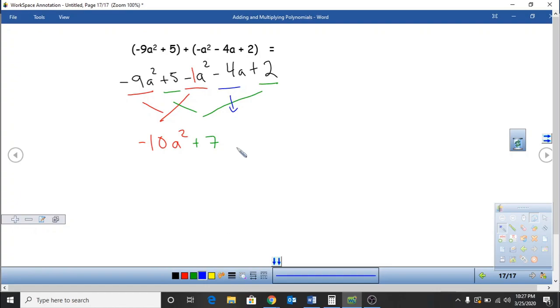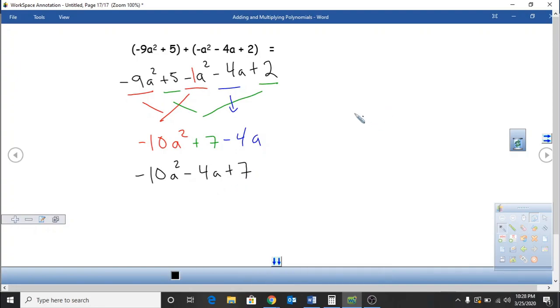So if I look at the numbers, I have 5 plus 2. Well, that's pretty simple. That's just 7. And then this negative 4a, again, it has nothing to combine with, so you could just drop it down. All right, last thing you're going to do is rearrange these in order. So negative 10a squared, because it has the highest exponent, minus 4a, and then plus 7.